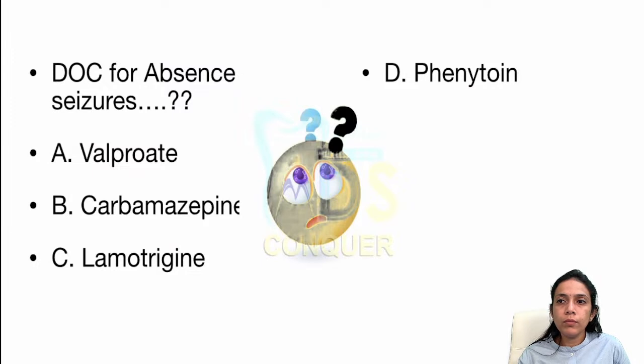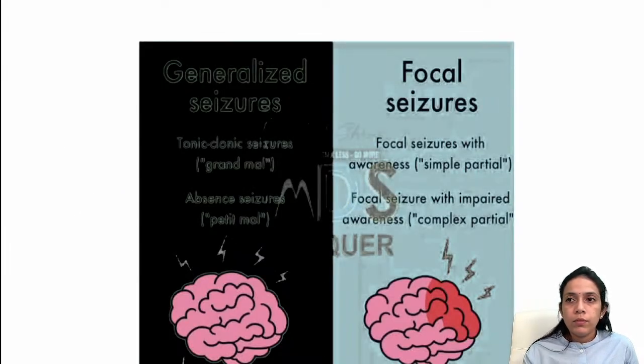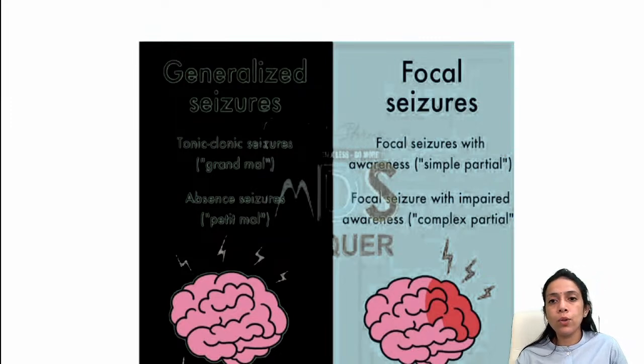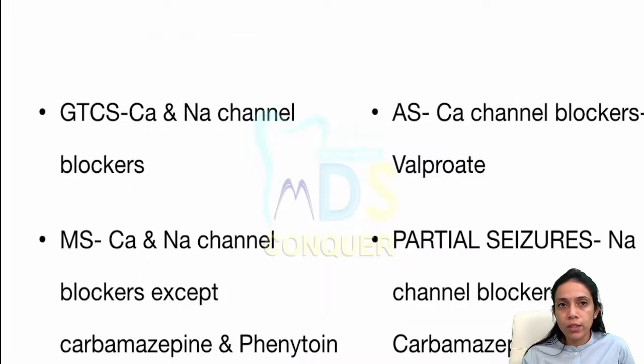Please answer. Very good. The valproate. These are the generalized seizures and the focal seizures. Generalized are the tonic-clonic and the absent seizures. Tonic-clonic seizures are also called grand mal seizures, and absent seizures are also called petit mal seizures. Coming to the focal seizures, with awareness and impaired awareness. With awareness you have simple partial seizures, and with impaired awareness you have complex partial seizures. These are just the basic idea of seizures, and these are the various drugs of choice.